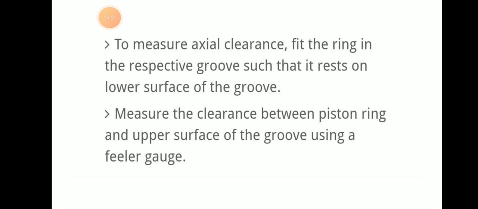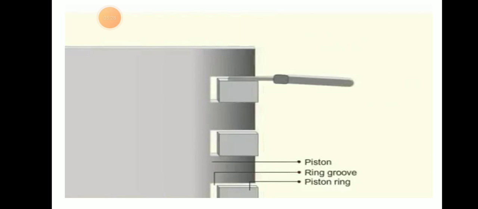To measure the axial clearance, we fit the ring in the respective groove such that it rests on the lower surface of the groove. Then we measure the clearance between the piston ring and the upper surface of the groove using a feeler gauge. Here we measure the clearance axially. This is what the picture looks like.